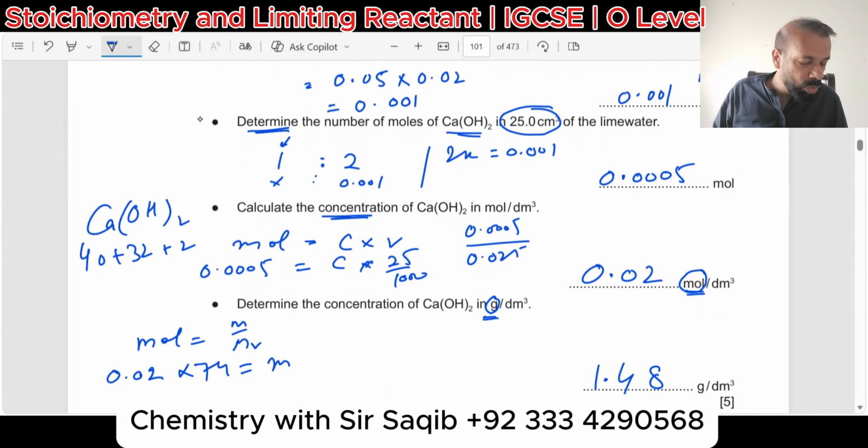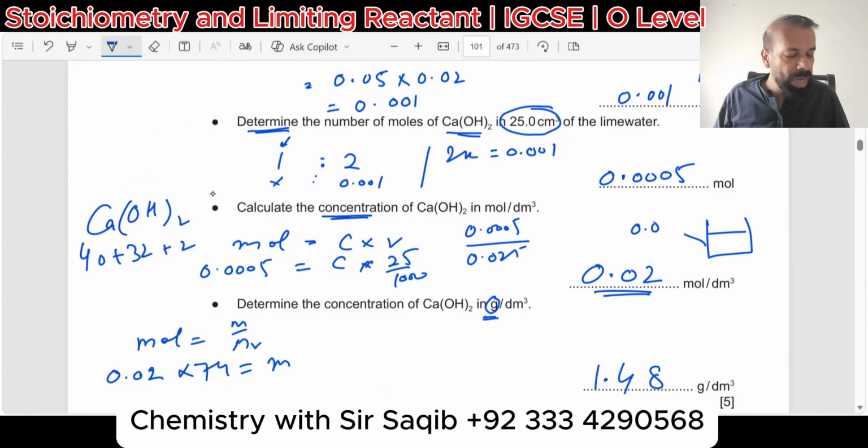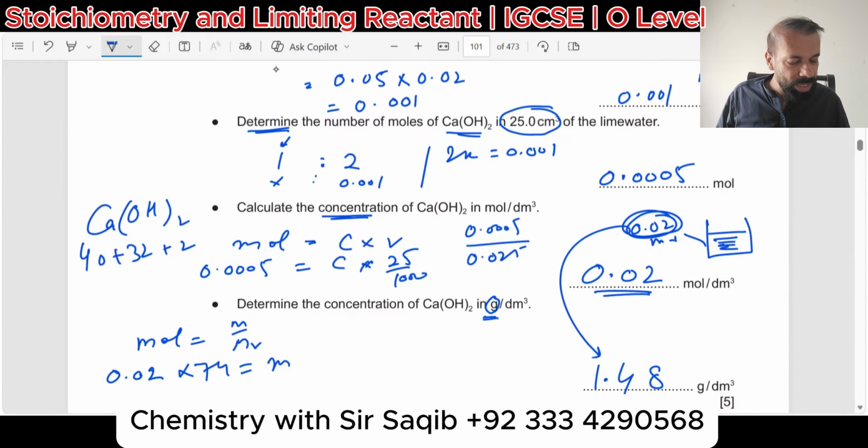You will get 1.48 gram. So what is meant by 0.02 mole per dm cube? It means if you have 1 dm cube of solution, you have 0.02 mole in this. Now just convert this into gram. The dm cube is the same, the solution is the same. So you can express it the other way: it is 1.48 gram per dm cube, right?